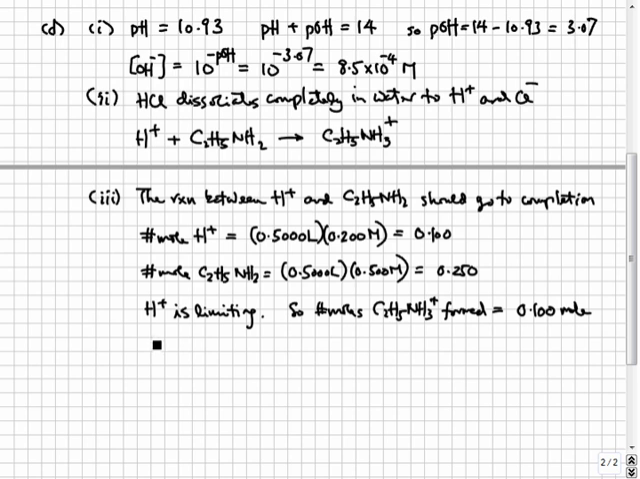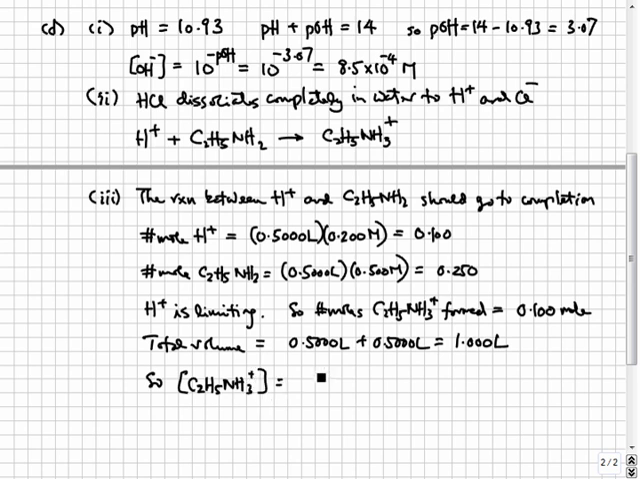The total volume is the sum of the two, equals 1.000 liter. Therefore, the concentration of C2H5NH3+ is 0.100 mole divided by 1 liter equals 0.100 molar.